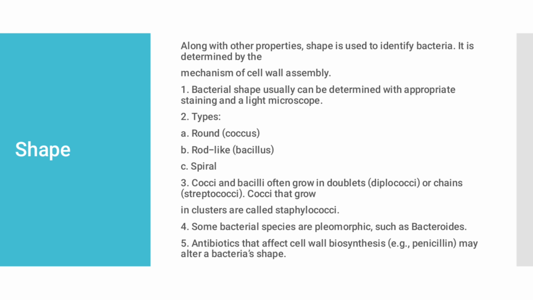If it is a round one, we can say it is coccus. If it is a rod-like structure, then it is a bacillus. And in the case of spiral, they are spirilla. Cocci and the bacilli often grow in doublets. If it's a doublet one, we can call it diplococci. If it is in a chain model, we can call it streptococci. Cocci that grow in clusters are called staphylococci.